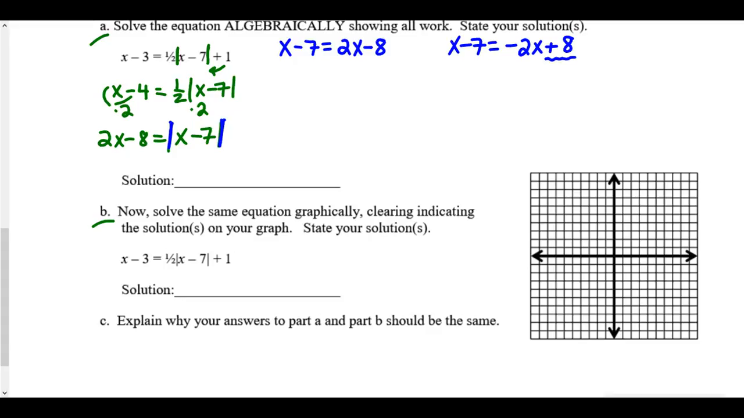All right, now I need to solve each of those equations. So I'm going to get my x's on one side. I would move my x over by subtracting. So now I'd have only x on the left. I'd move my 8 over by adding. So that would be x equals 1.